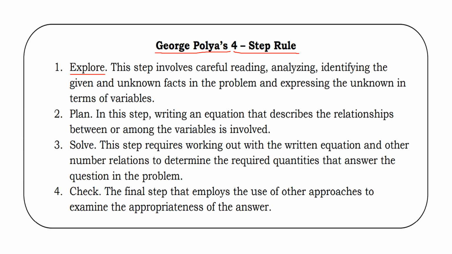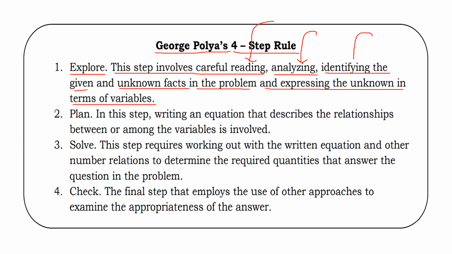So what are the things that we need to consider in your first step? This step involves careful reading, analyzing, identifying the given and unknown facts in the problem, and expressing the unknown in terms of variable. First thing you need to do is to read the problem. There is no such thing that you can solve a problem without reading. So after reading, you need to analyze. What are the things that you need to consider? What are the things that you can do to solve this problem?